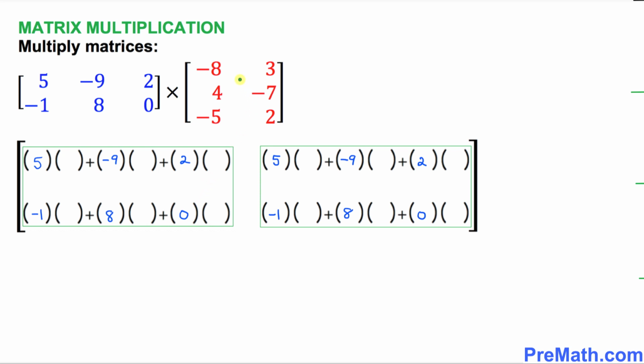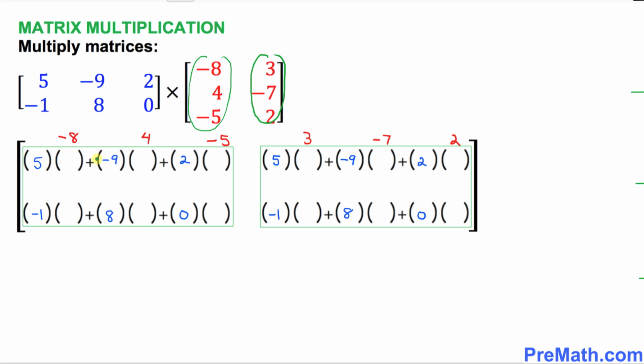Let's focus our attention on the right hand side matrix, the red matrix. Look at this very first column, -8, 4, -5. We are going to make this column a row, and we're going to put it down like -8 right here, 4, -5. Likewise, we are going to look at this next column, and we are going to put this one right up here as a row, 3, -7, 2.